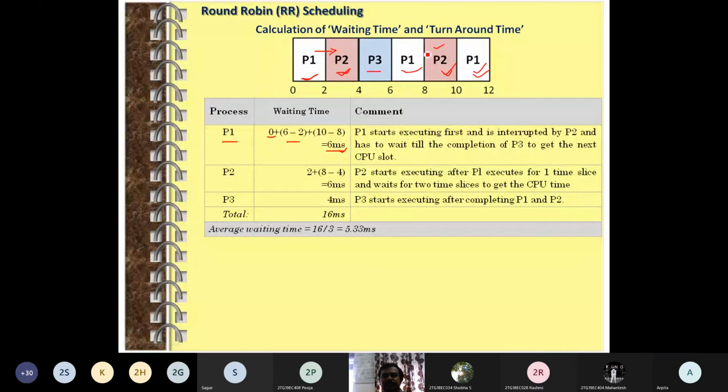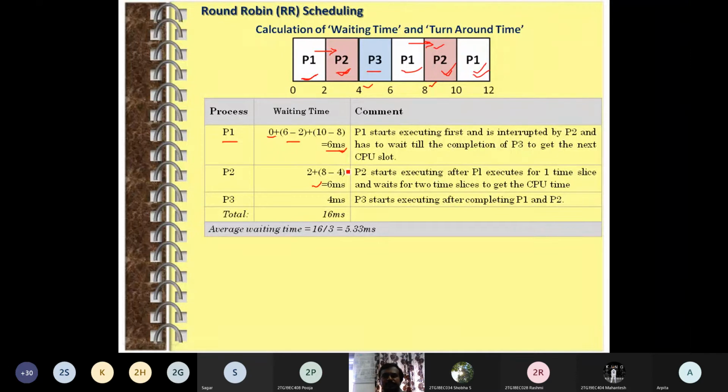Then second iteration. Once again, it is waiting for P1 to be executed. You can observe, first time it is 2 milliseconds. Next time, the beginning time of P2 minus the previous end time, 8 minus 4, is 4 milliseconds. So 4 plus 2 is 6 milliseconds. So total 6 milliseconds it has waited.